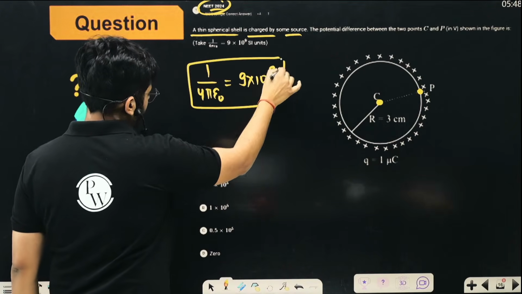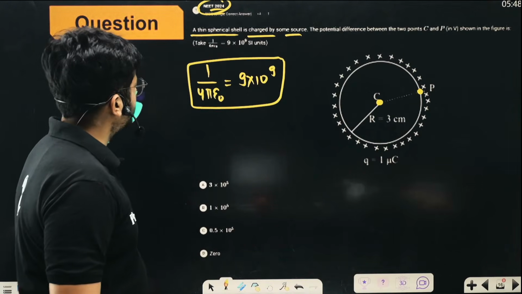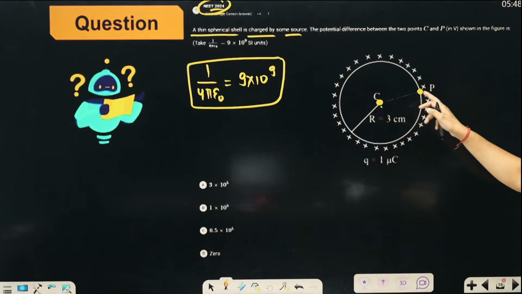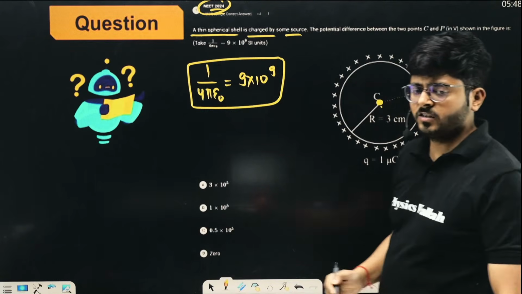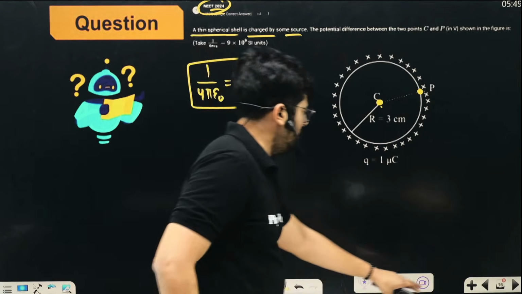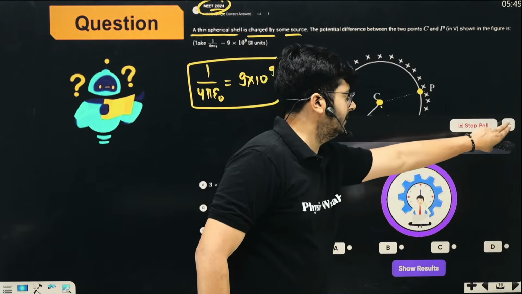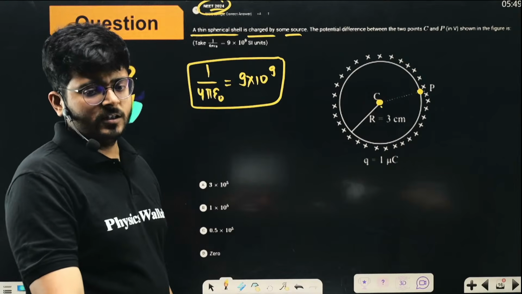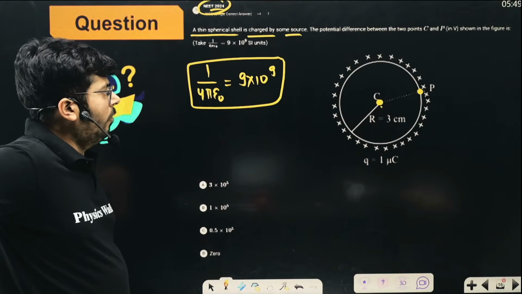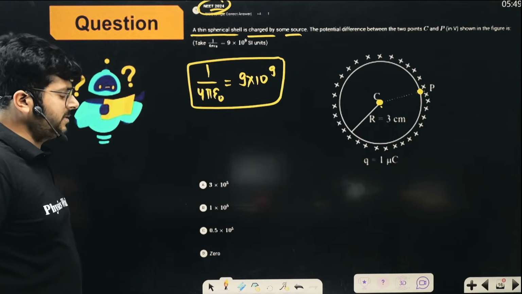Now you have to tell me: in this particular question, we have a thin spherical shell which is charged. What will be the potential difference between these two points? Think about it. I hope you can solve this question. I will give you 90 seconds, a minute and a half, to think about it. For a uniformly charged spherical shell, what will be the potential difference between these two points?